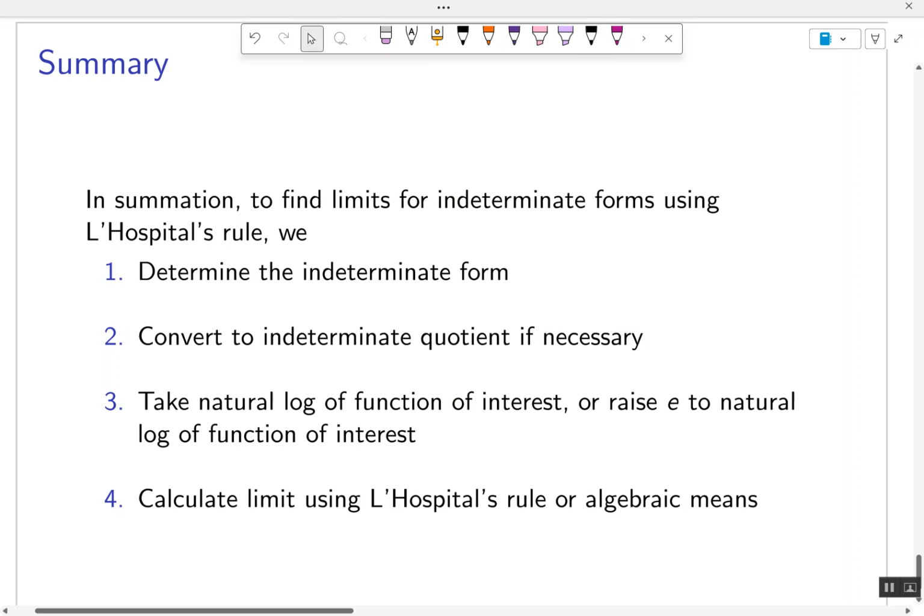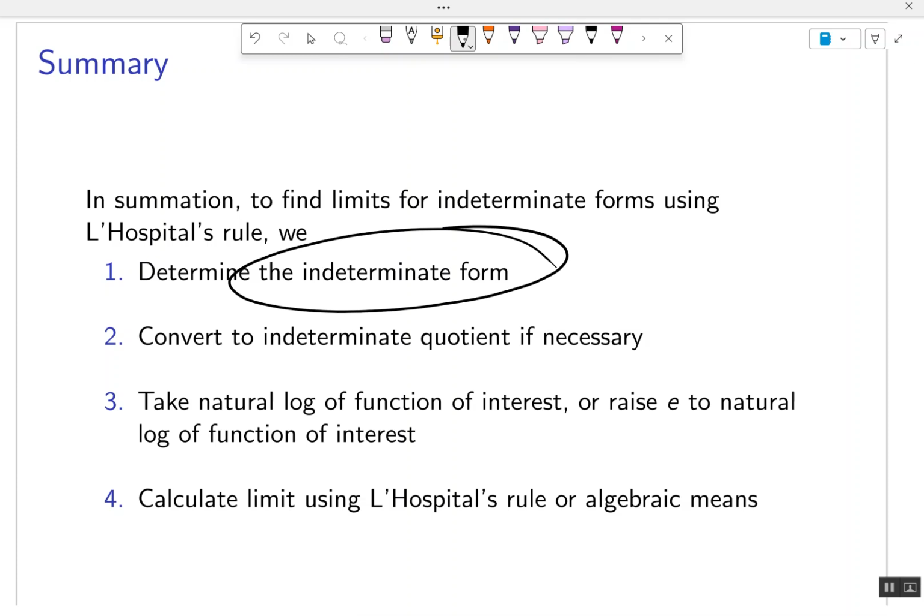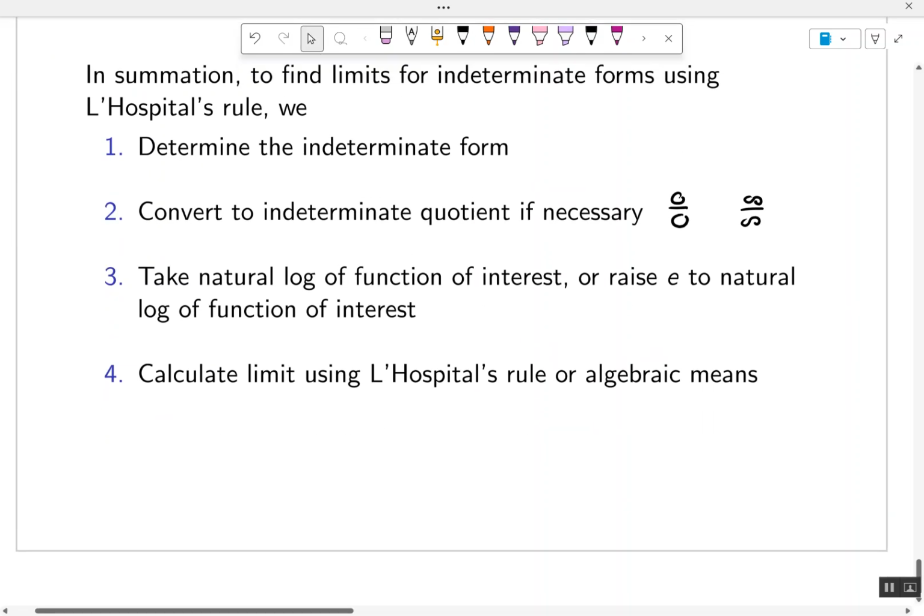In summation, to find limits for indeterminate forms using L'Hopital's rule, we determine the indeterminate form. We convert to an indeterminate quotient if necessary, so forcing things to look like this or like that. Take the natural log of the function of interest, or raise e to the natural log of the function of interest, and then calculate the limit using L'Hopital's rule or other algebraic means.